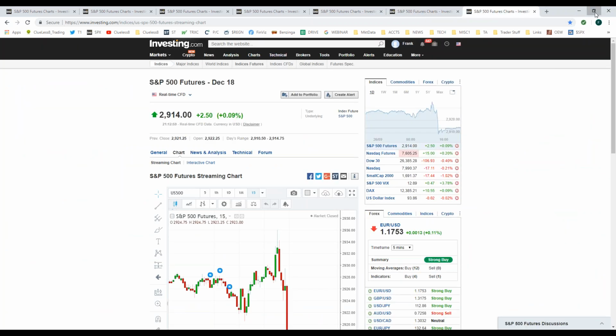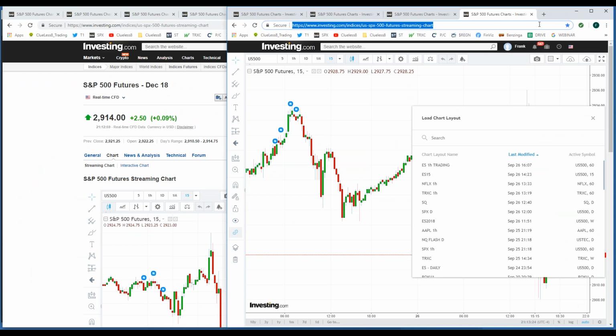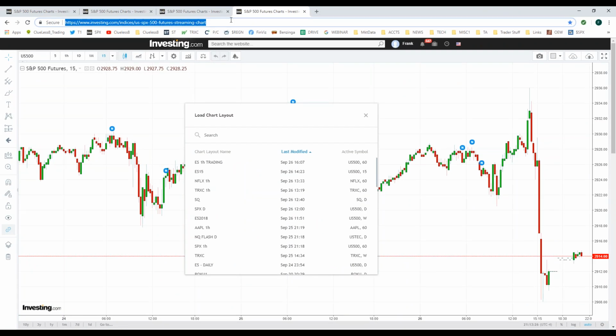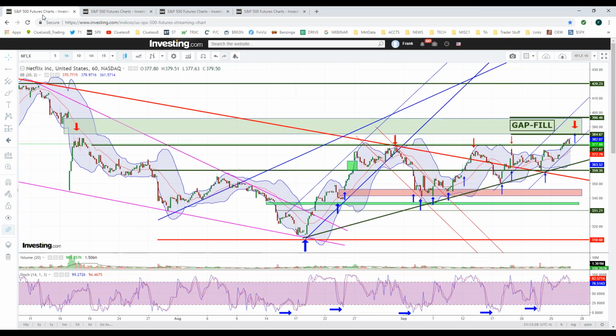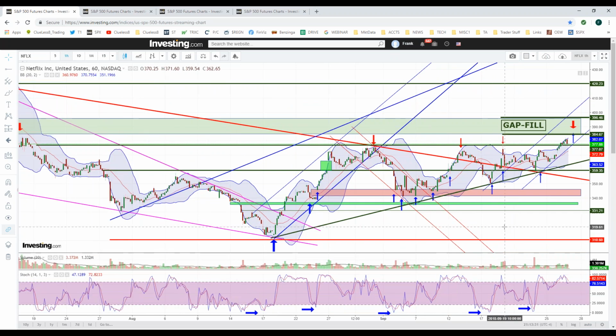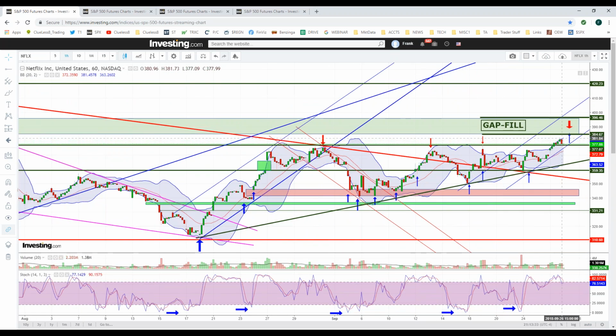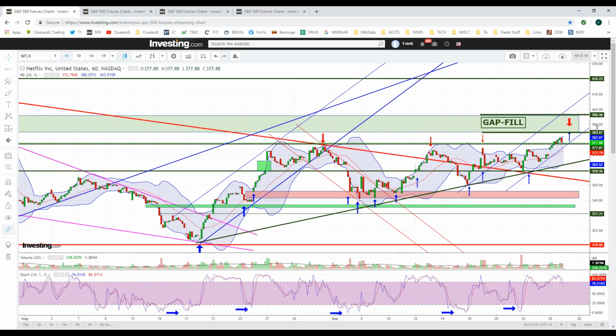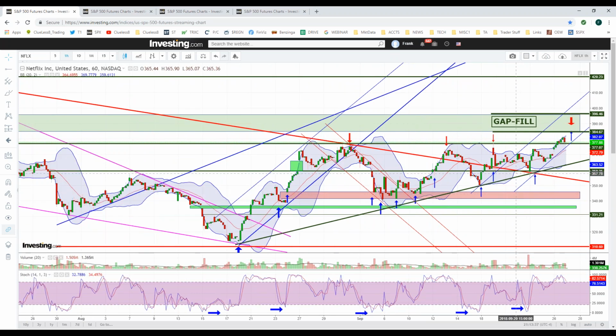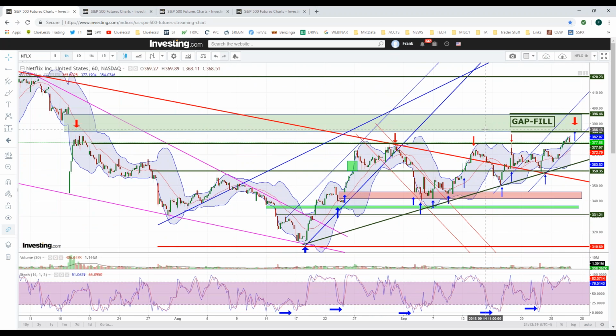Went over this very quickly. One second. What we got here? So here's Netflix, for example. So this was the push at the last hour. The stock's looking great. The way you read these charts, there's a big gap fill, a big downtrend line. We broke out of it.